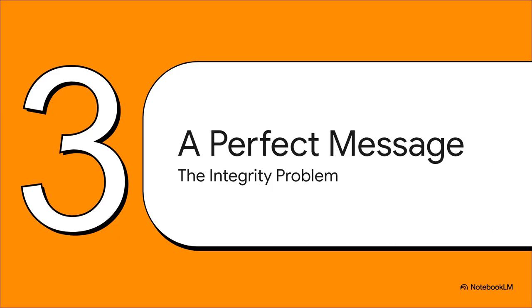So we have identity, and we have a standard messaging format. But there's one more huge problem to solve. How does the device on the receiving end know that the message it got is the exact same one that was sent? What if a little bit of electrical noise or interference messed up the data while it was traveling? How do we guarantee the message is perfect?